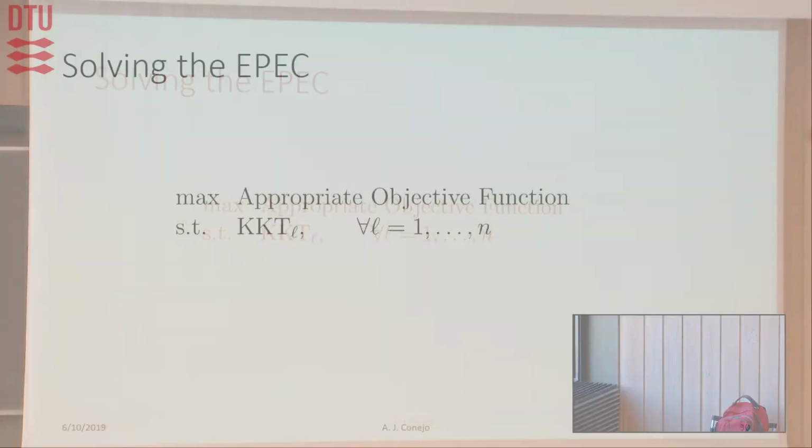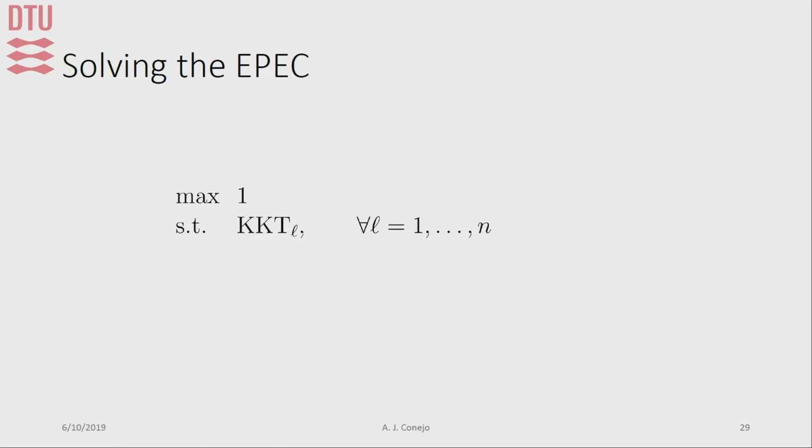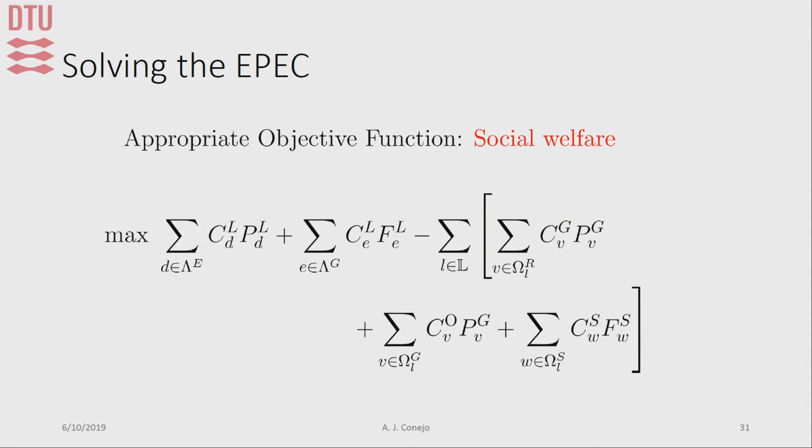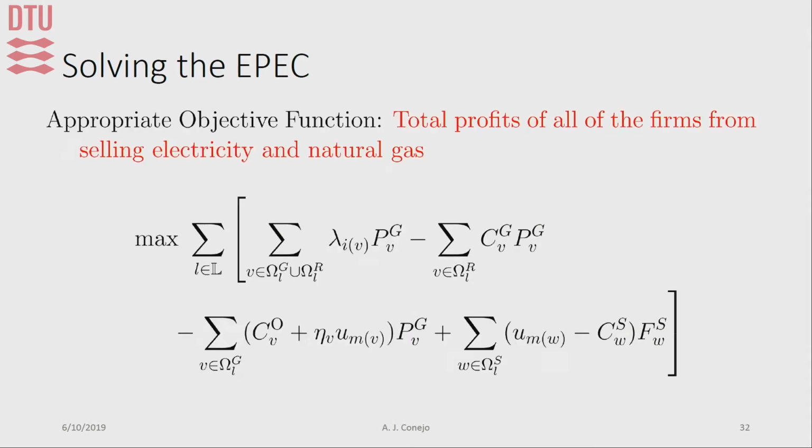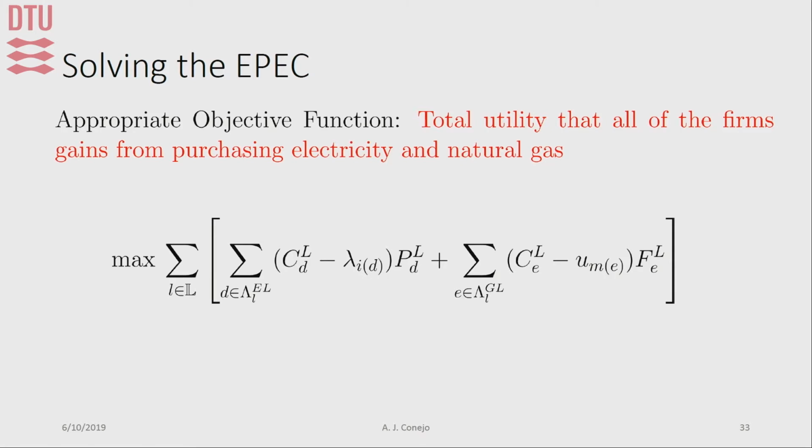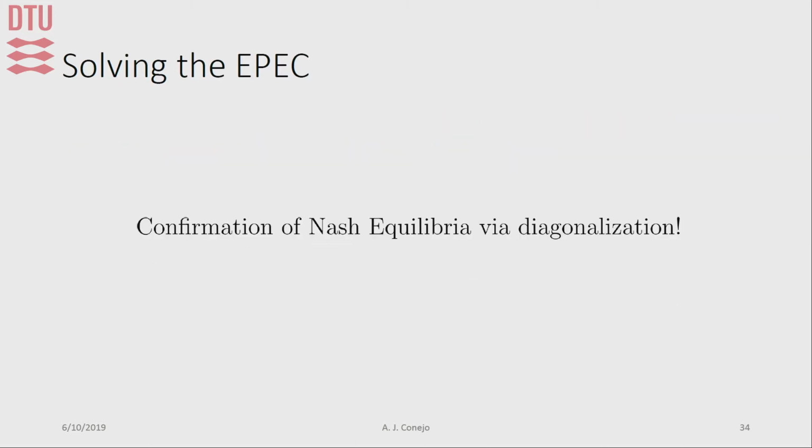Okay? So, instead of this one over here, we may use an appropriate objective function to pursue a particular type of equilibrium. And this is what we do in this particular case. For instance, this is social welfare. We can use the total profit of all the producers from selling electricity and natural gas. Another one might be the total utility of all the consumers that are buying electricity and natural gas. We can do any kind of combination because we have the two markets at the same time.